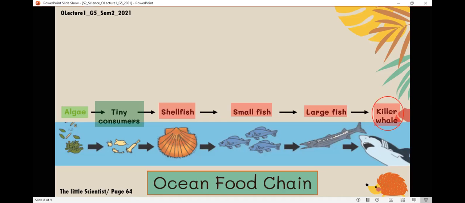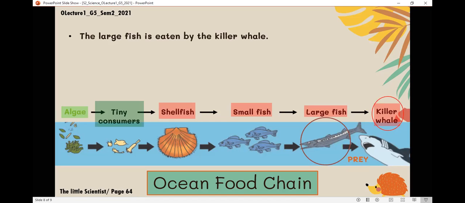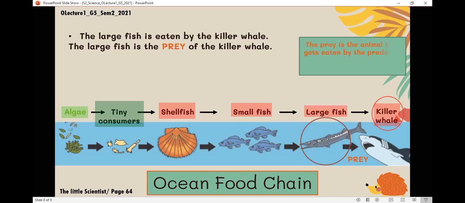What does a killer whale eat? Large fish. So we say that the large fish is the prey of the killer whale. The large fish is eaten by the killer whale. The prey is the animal that is eaten by the predator or by another animal. But what do large fish eat? What do they eat?